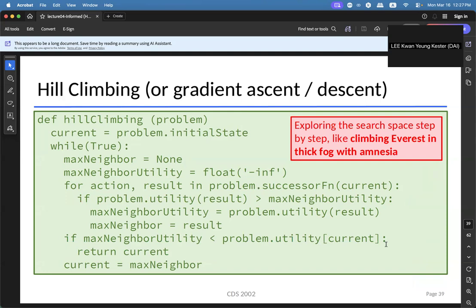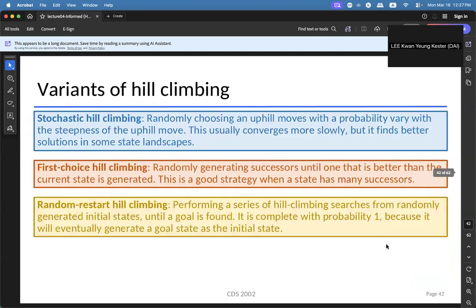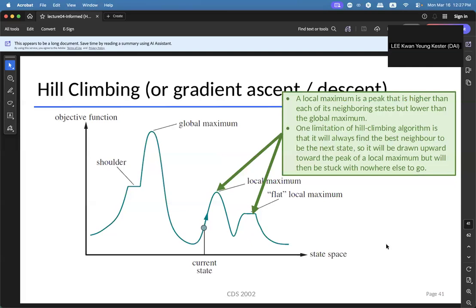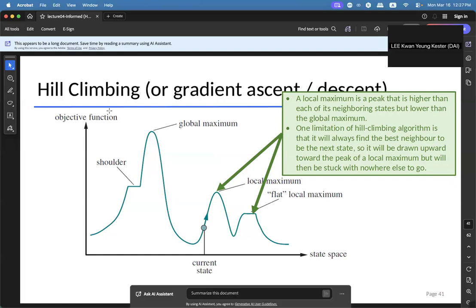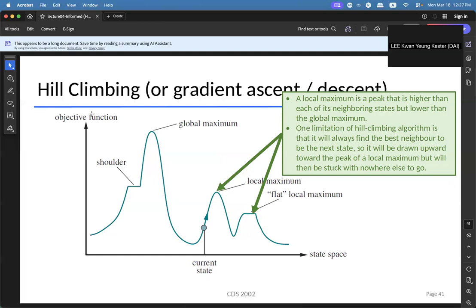So to illustrate the concept more easily, we use this diagram. In this diagram, the y-axis is the objective function, so it talks about the objective value of the state. And the x-axis is the state space. We reduce the problem into only having one variable for easy discussion, but the idea can always be scaled up to handle more variables.